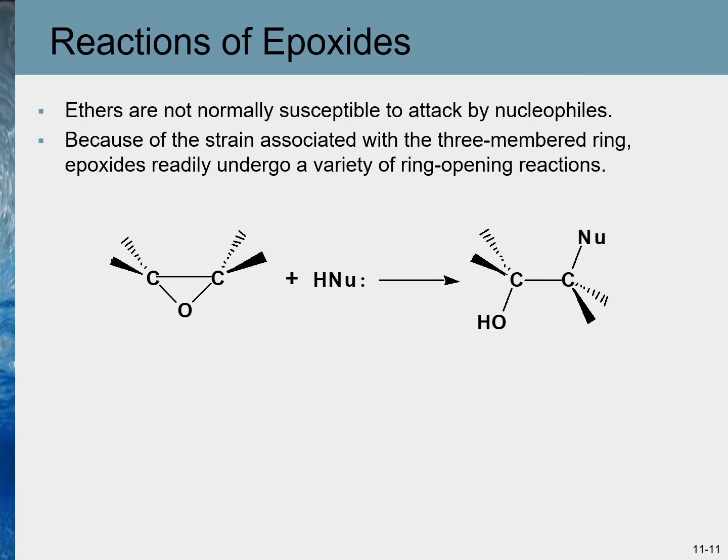Earlier, we learned that ethers are not chemically reactive, so therefore ethers are not normally susceptible to be attacked by nucleophiles. The reactivity of epoxide is drastically different from the reactivity of ethers. To explain the reactivity of epoxides, we need to take a look at the molecular structure of these three-membered epoxides, that is oxiranes.